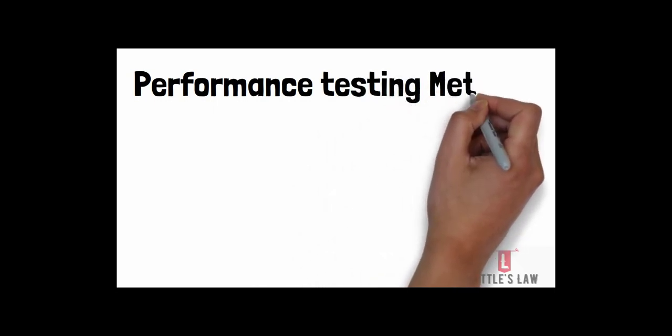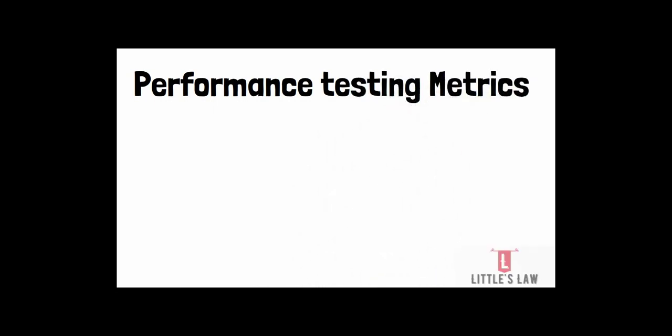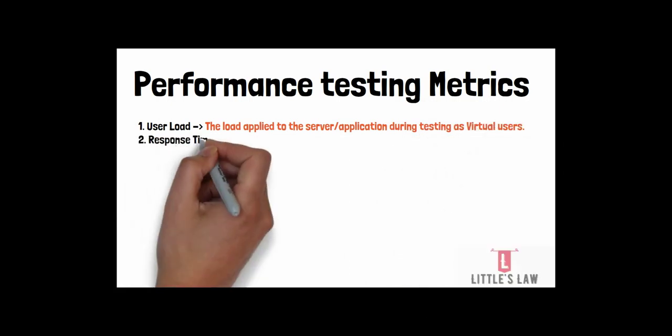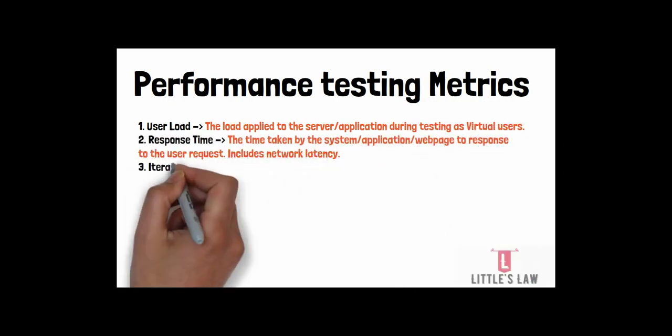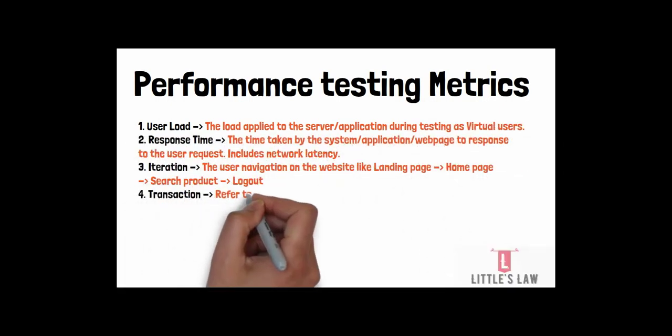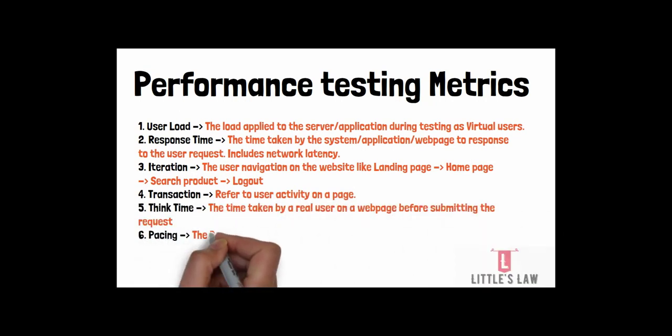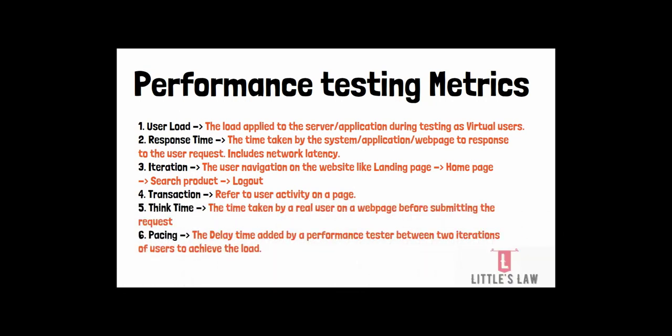Now let's move to the important metrics that deal with performance testing and which are related to Little's Law. The first one is the user load. What is a user load? It is the load applied to the server during testing in terms of virtual users. So the number of users we use for testing is called the user load. Second comes the response time, which is the major and important factor of any performance or load test. What is the response time? It is the time taken by the system to respond to the user request, and this includes the network latency.